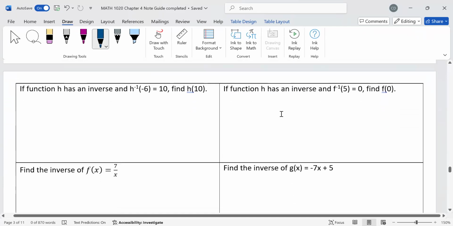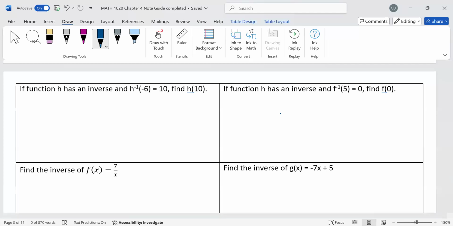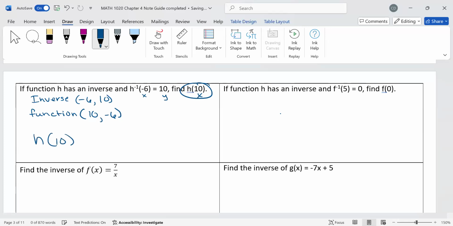So this one, it looks a little complicated, but it's not. All right, so we have the inverse. That's an x and a y. It has a point at -6, 10. So that means the original function has a point at 10, -6. So they want you to find h of 10. That's the original function. 10 is your x. So the corresponding y value is going to be the -6.